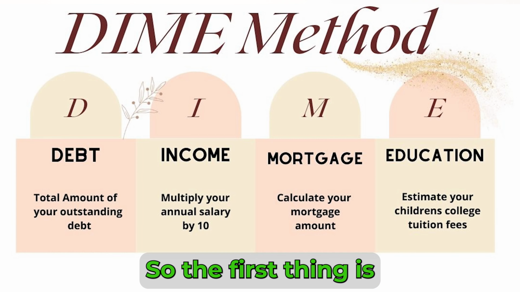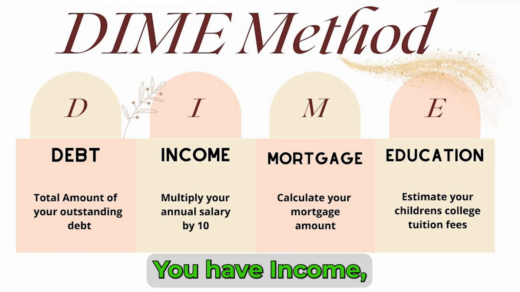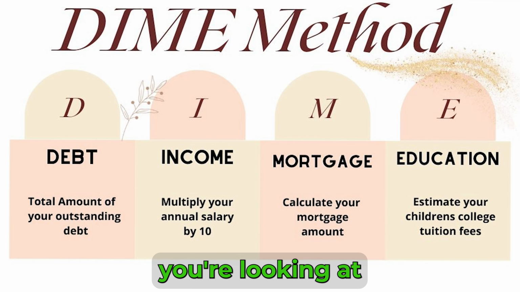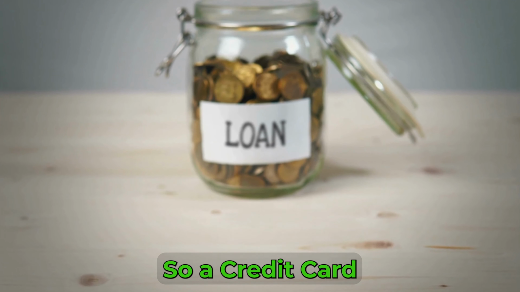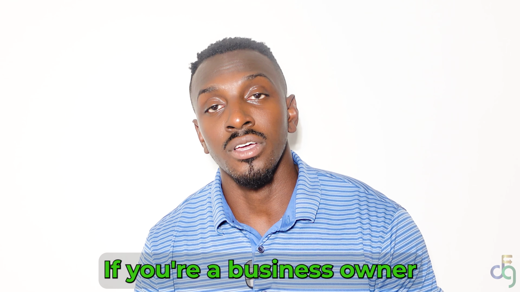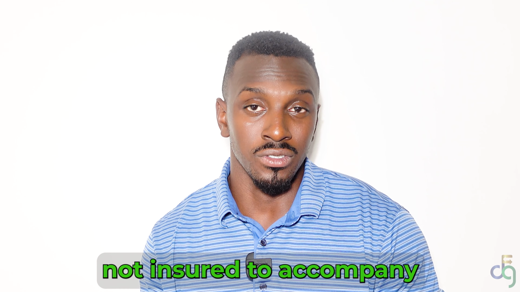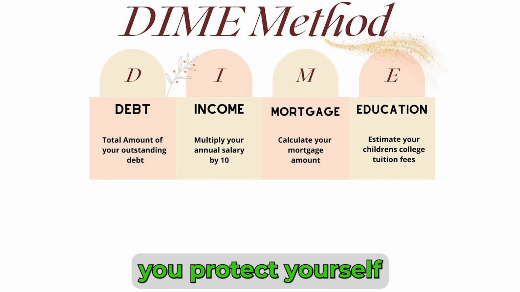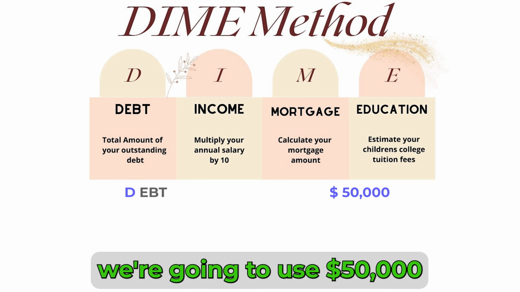So the first thing is your debt. The D stands for debt. You have income, you have mortgage, and then you have education. For the first one, you're looking at any type of debt that you could possibly think of: credit card, car loan, personal loan. If you're a business owner and you have some of these loans and it's not insured through the company, you want to make sure that it's here so you protect yourself in that way. So in this example, we're going to use 50,000.